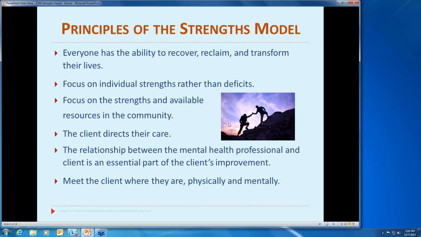So the relationship between the mental health professional and the client is an essential part of the client's improvement, and there are other studies that just show that rapport is very, very important for the client's outcomes. And it's important to meet the client where they are, both physically and mentally. So that means going out into the community when it's possible. I know in some agencies it's not, but it also means that you meet them where they are with their goals. It's a process, so don't skip any steps and create a realistic path to recovery or wellness.